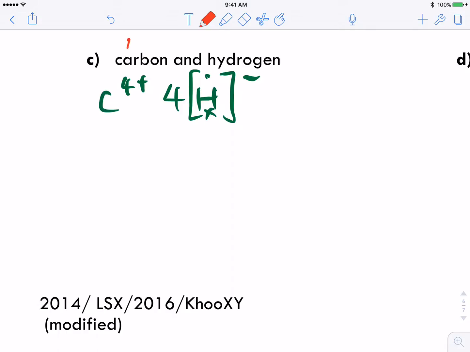Carbon needs 4 more. Hydrogen needs 1 more. So how many hydrogen do I need? I need 4 hydrogen. Okay, carbon needs to share more electrons. It is in the center. So I need to have 4 different sharing electrons with 4 different hydrogen atoms because they are only willing to share 1 with me. Then check.